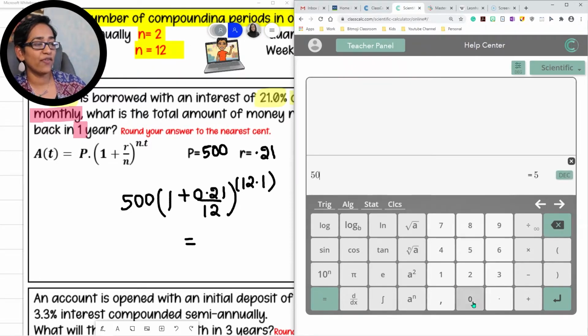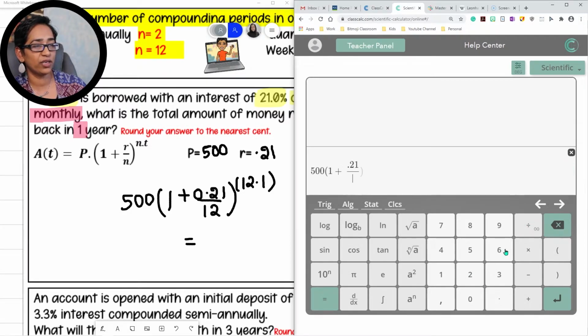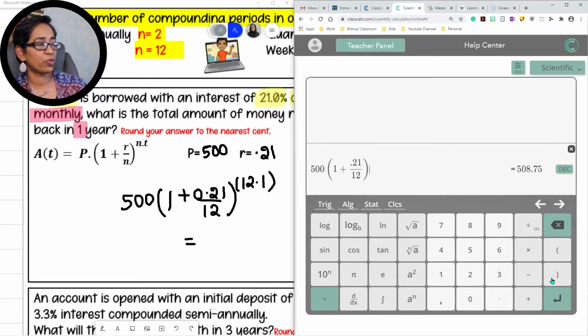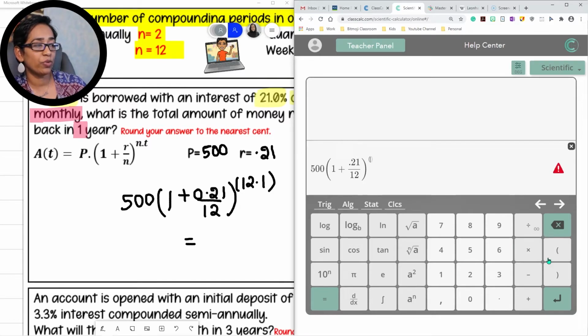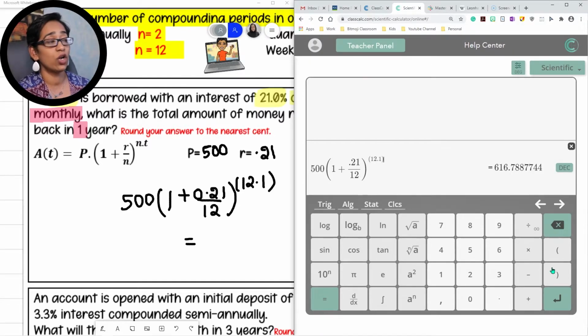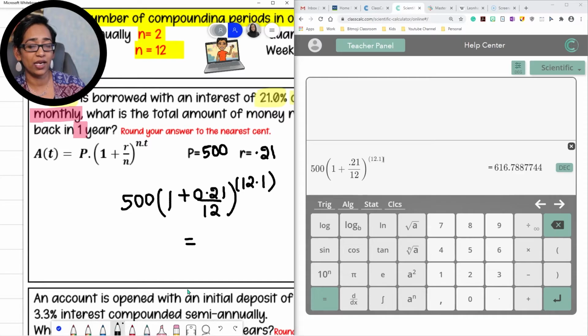So let's go. 500, open parentheses, 1 plus 0.21 divided by 12, close parentheses, to the power, open parentheses, 12 times 1, which is 12. So $616.78. Here they asked me to round off to the nearest cent, so let me go ahead and use that.